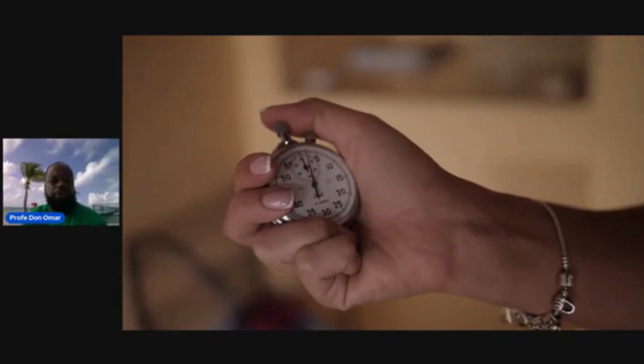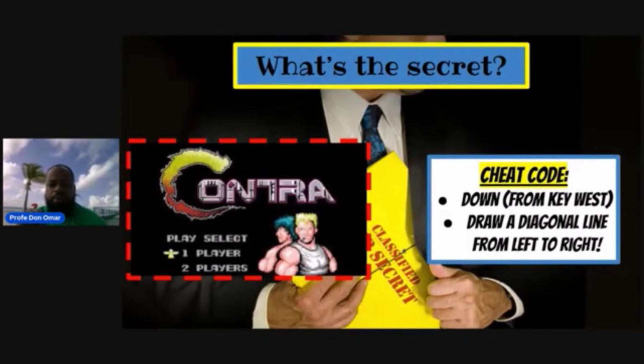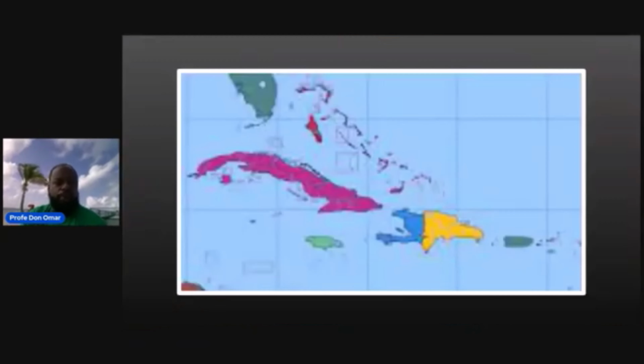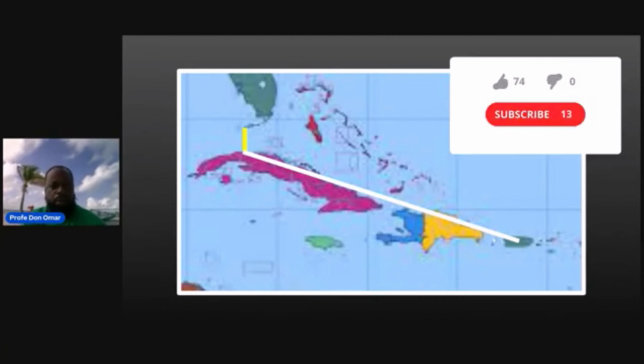Here we go. What's the secret? The cheat code. We're going to go down from Key West, Florida. If you don't know where Key West is, I'll show you on the map. And then you just draw a diagonal line from left to right. Here is Key West, and we're going to go down, and then left to right. Boom. Now we've got este país, y este país. That is our cheat code.